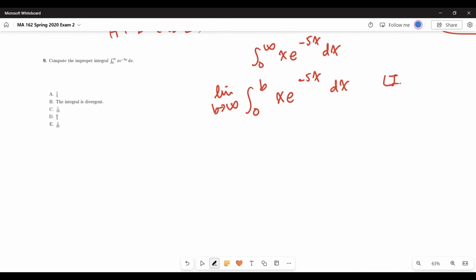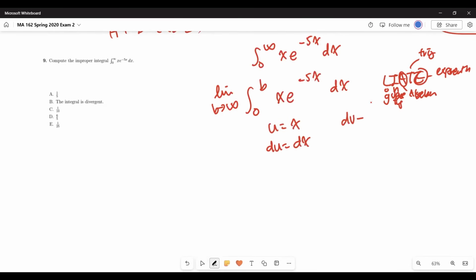When you have a LIATE formula, L is log, I is inverse trig, A is algebraic, T is trig, and E is exponential. And we see an algebraic function and an exponential. So our u will be x, and du will be dx, and dv is just e to the minus 5x dx. So v becomes e to the minus 5x over negative 5. There we go. We have that. And then let's do uv minus the integral of v du.